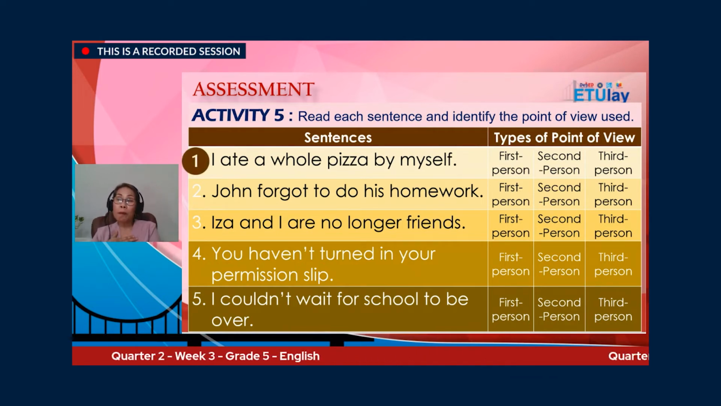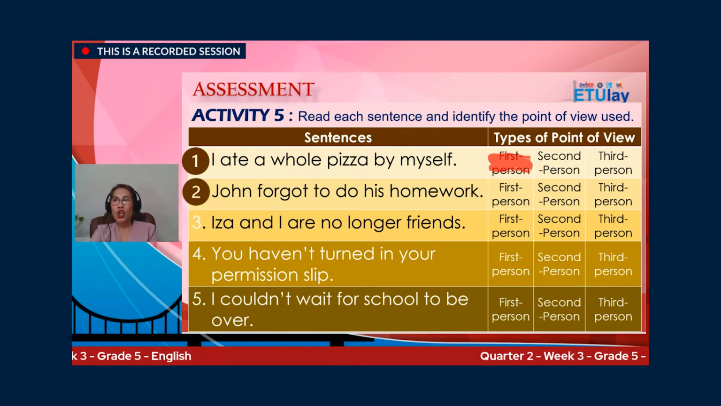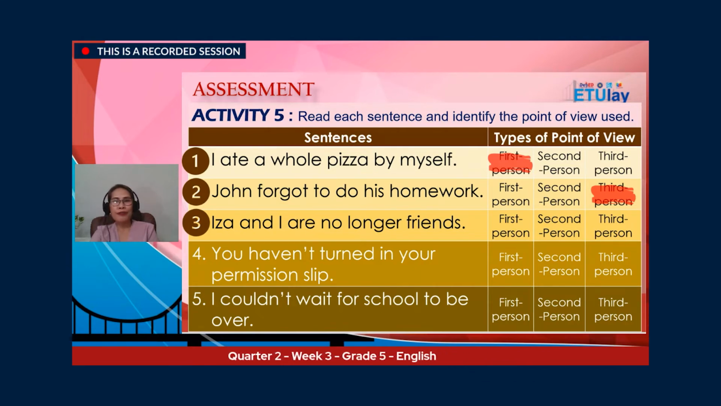I ate a whole pizza by myself. What do you think is that? That's, yes, first person. Now let's have another one. Number 2, John forgot to do his homework. That is third person point of view. Let's have the third one. Iz and I are no longer friends. What do you think is that? That is first person point of view.